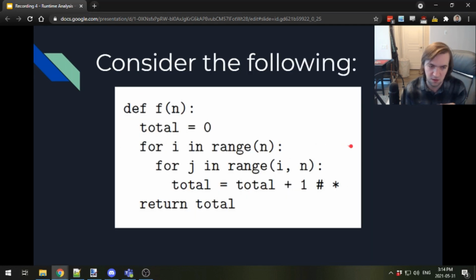So let's consider the following. Here's a function. Total is 0. I goes up to n. J goes from I to n. And we add to our total and return a value.